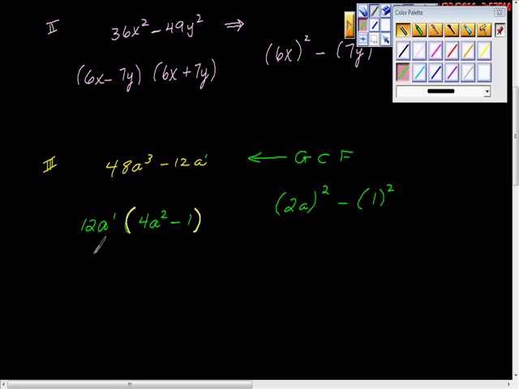Okay, so what are our factors going to be? First off, we have to keep the factor we had. So we have the 12a here times 2a minus 1. You know, in the last one we did minus first. Let's do plus 1 here just to show you that it doesn't matter what order you put them in. 2a plus 1 times 2a minus 1. Okay, all right, so these are the factors. Remember, these are factors, not solutions. These are factors.